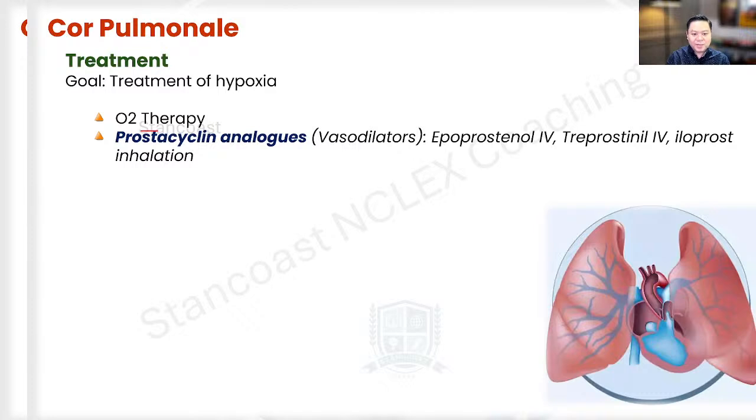Now, also here, we're going to talk about the targeted therapies. This is very important, guys. So we're going to talk about the pharmacological management of cor pulmonale. And here are the medications. One of those would be the prostacyclin analogs. These are vasodilator medications. And we have our generic names: epoprostenol IV, and there's also treprostinil, which is given intravenously. And there is that inhalation form, which is iloprost.